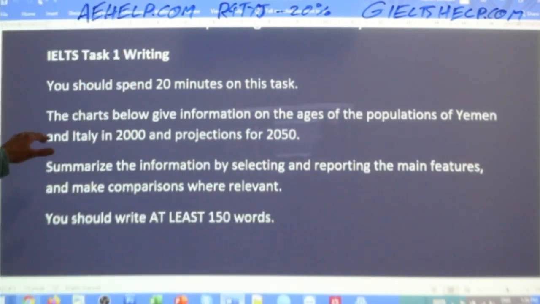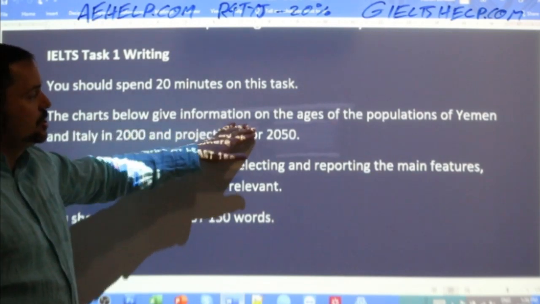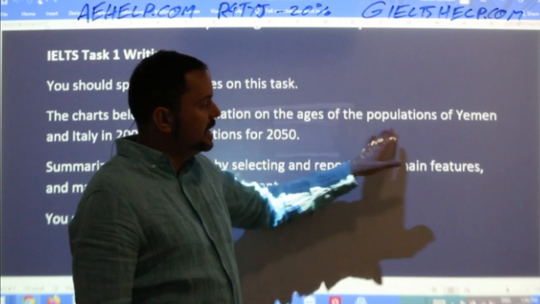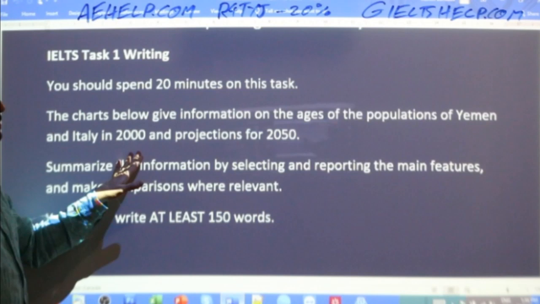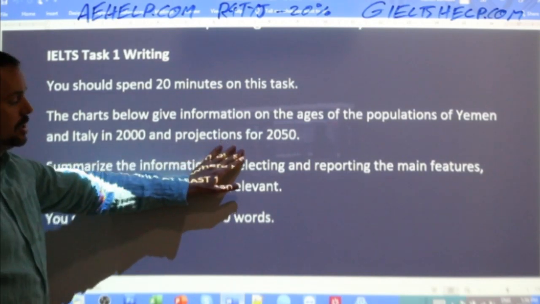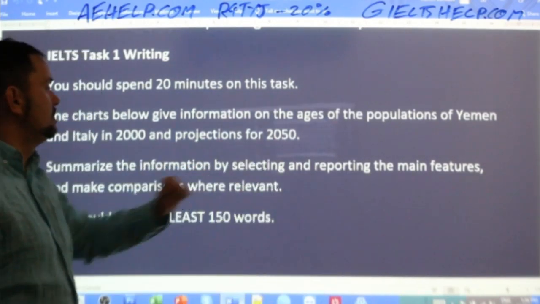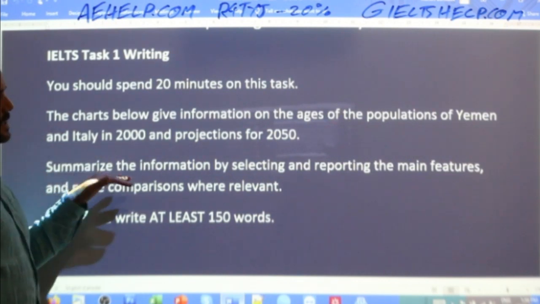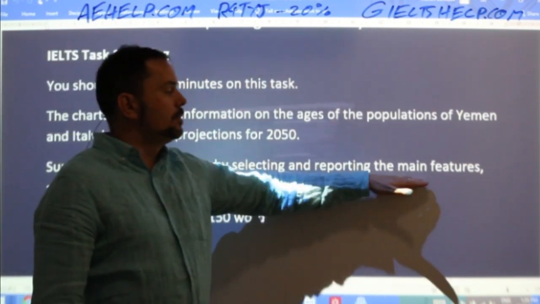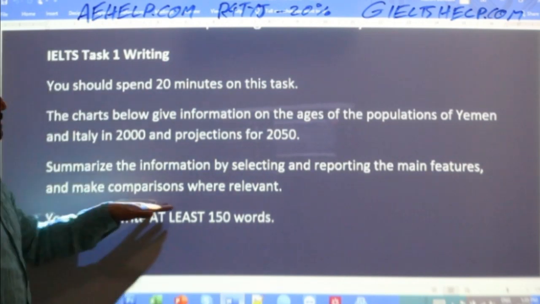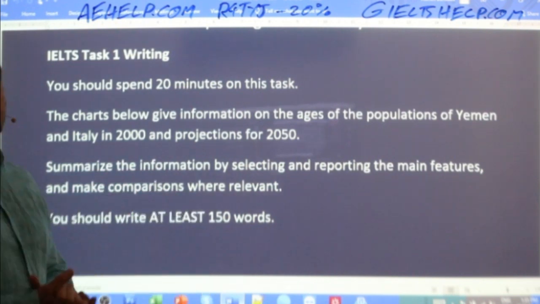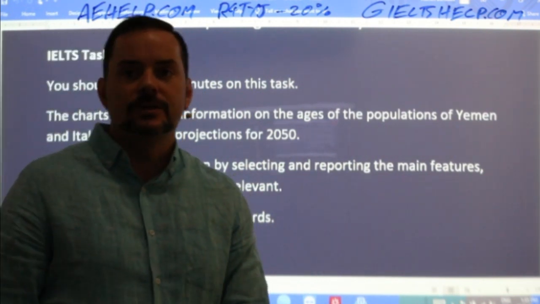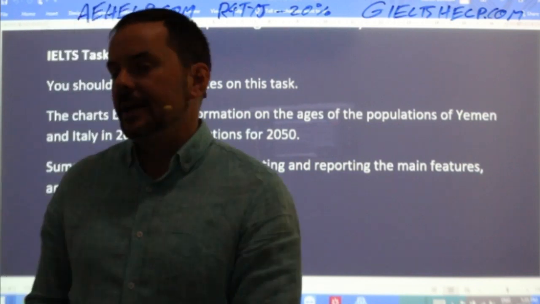Okay, here we go, students. So let's do this. The charts below give information on the ages of the populations of Yemen and Italy in 2000 and projections for 2050. Summarize the information by selecting and reporting the main features and make comparisons where relevant. You should write at least 150 words.